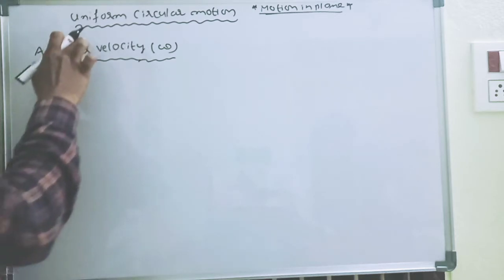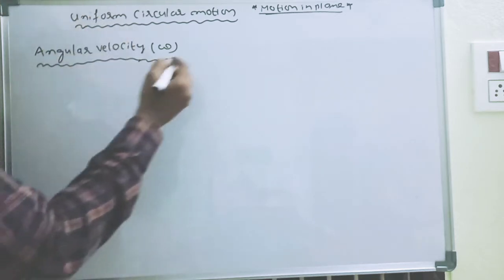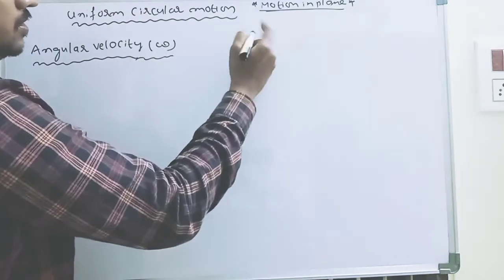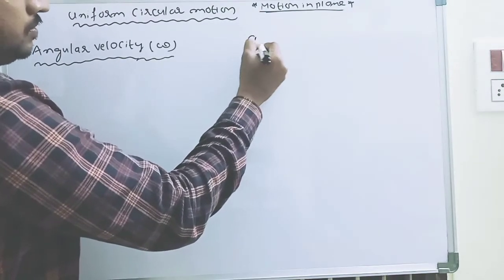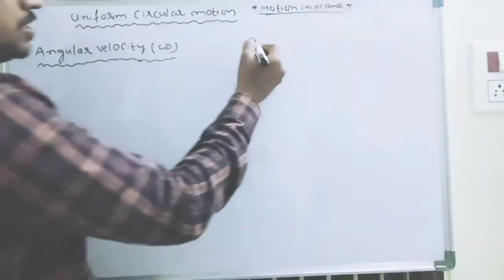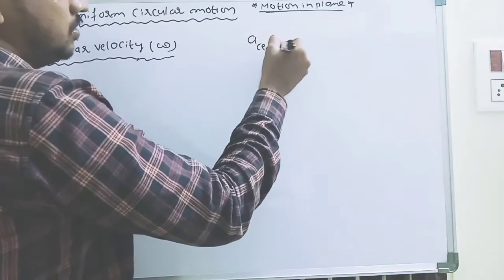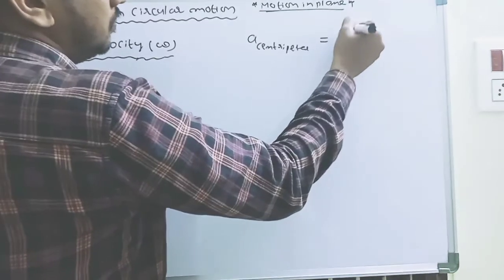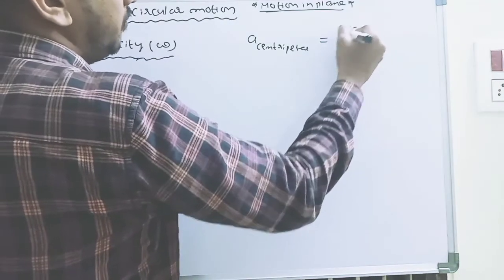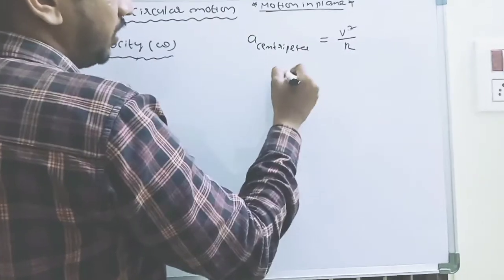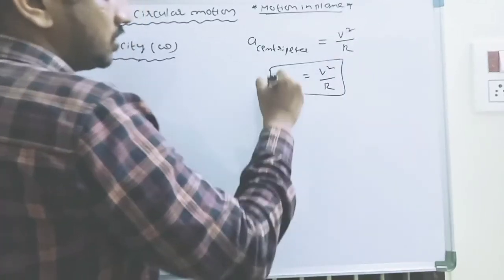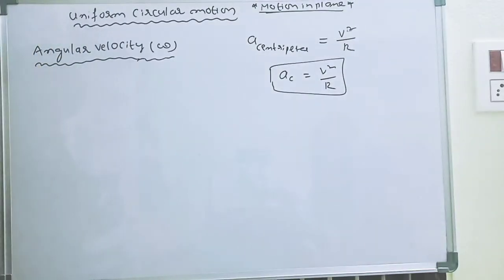We have already discussed, in uniform circular motion, the centripetal acceleration. Centripetal acceleration a is equal to v square divided by r. We write simply a_c is equal to v square by r. So this is the centripetal acceleration formula. Already we have discussed it.